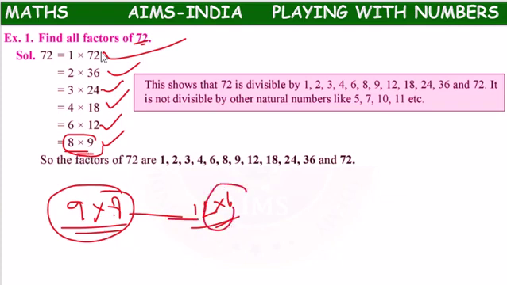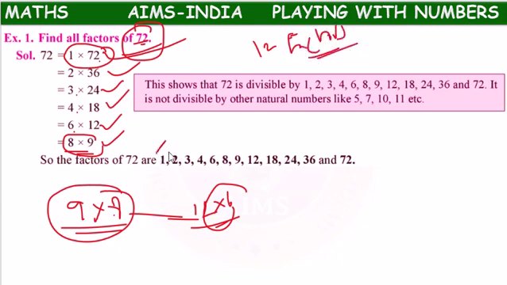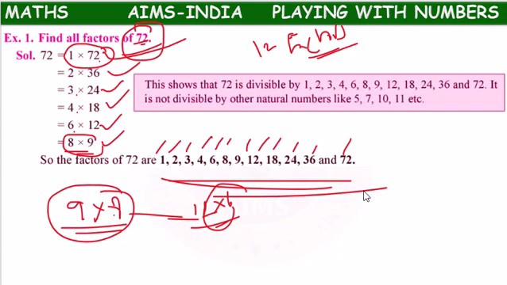In each product, 2 factors are involved: 2 plus 2, 4, 6, 8, 10, 12. So 72 has 12 factors. What are they? 1, 2, 3, 4, 6, 8, 9, 12, 18, 24, 36, 72. Like this, it has 12 factors.